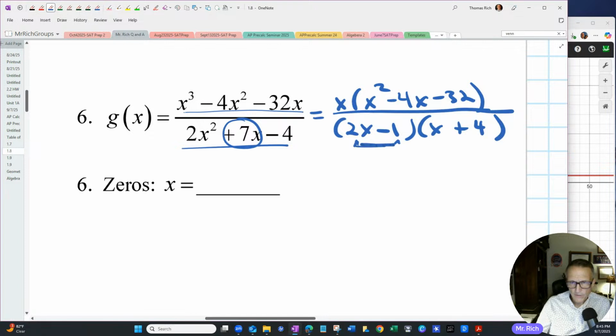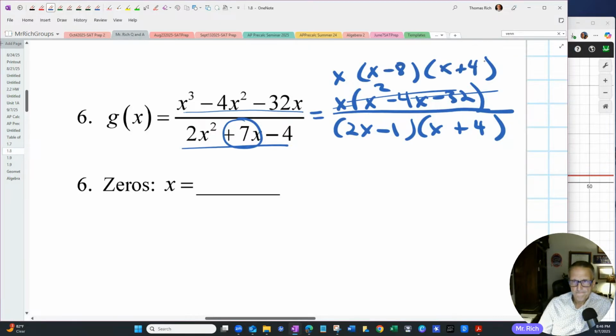But now what we need to do, and the only reason we needed to do that, is because I need to know if I do have a factor up here that gets canceled by one of these down here, that will eliminate it from being a 0. But let's go ahead and rewrite this by factoring that quadratic, right? This is going to be x minus 8, x plus 4, right there.